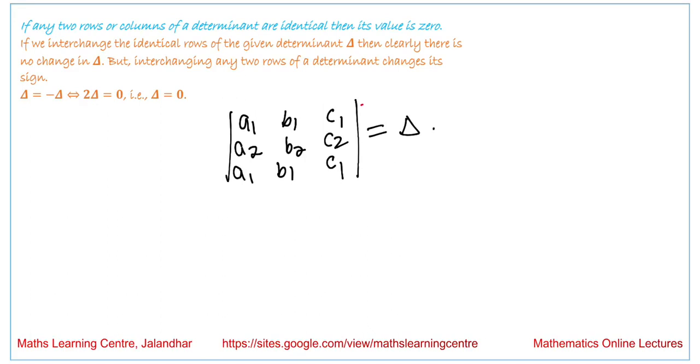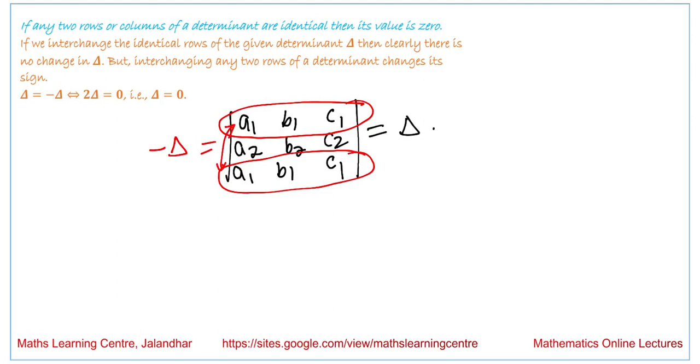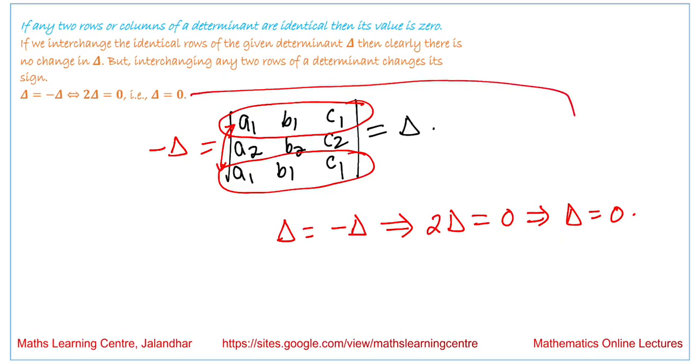Now if we interchange the first and the third row, we are again getting the same matrix, and we know that by interchanging the rows or columns, the value of the determinant changes by a minus sign. So what we get from this is that delta is equal to minus delta. This implies 2 times delta is equal to 0, so delta is equal to 0. So we are getting that if two rows or columns of a determinant are identical, then its value is equal to 0.